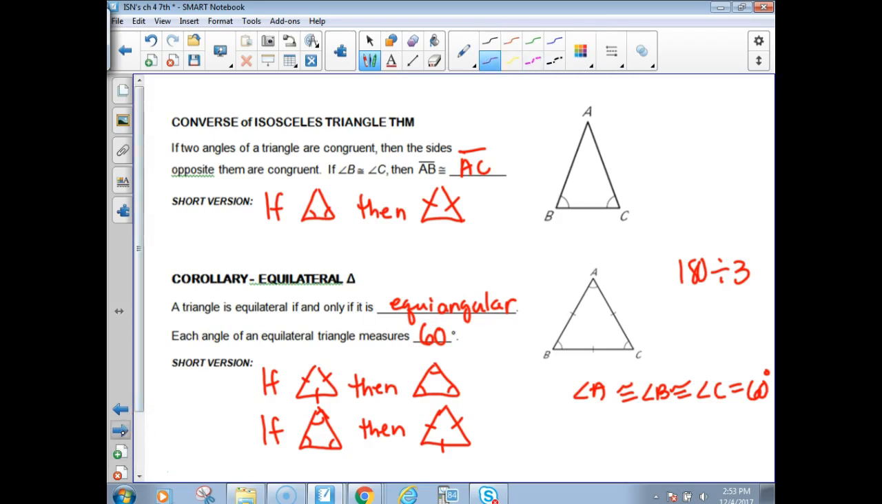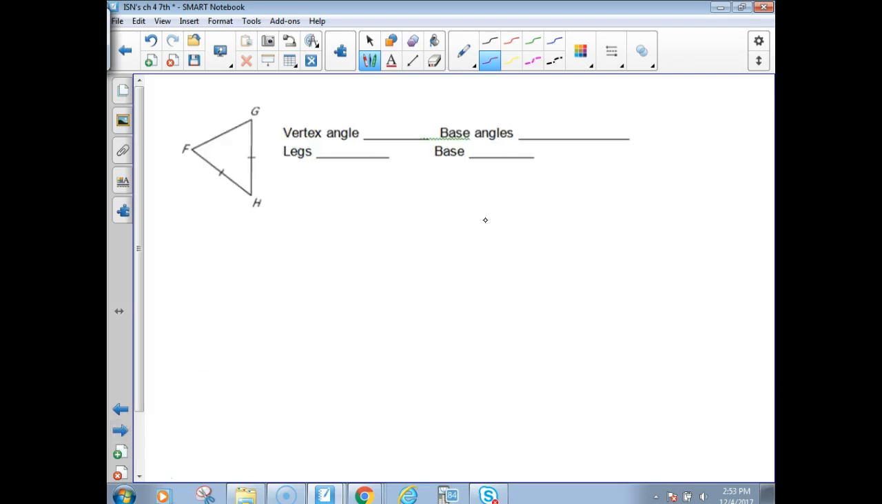Okay, we're going to flip the page, right? Go to page 10, or are we on 11 now? 10? Okay, page 10. Now we're going to do some examples using those concepts.